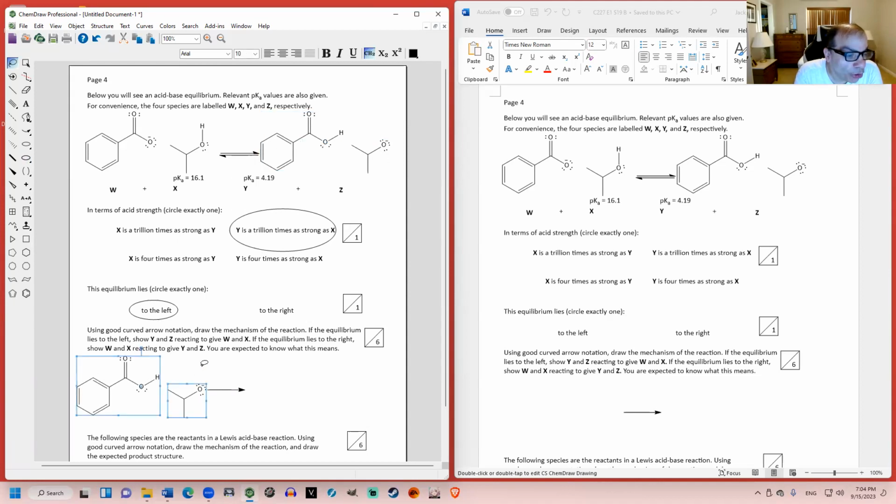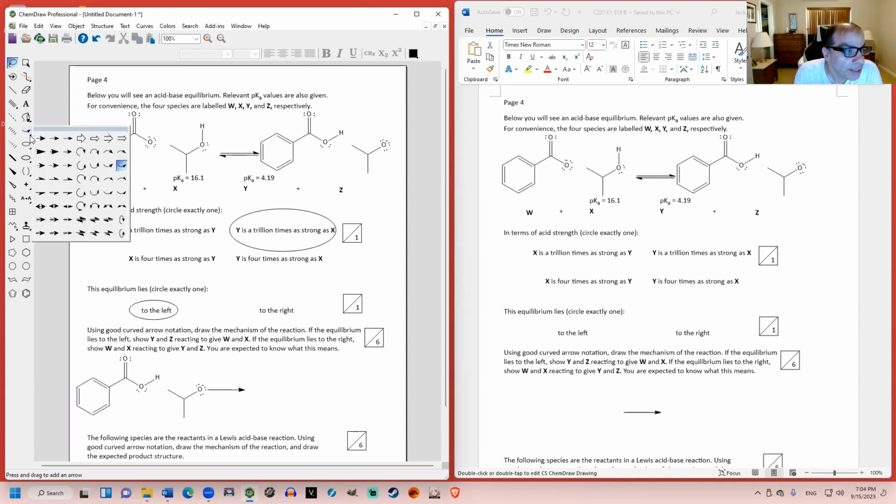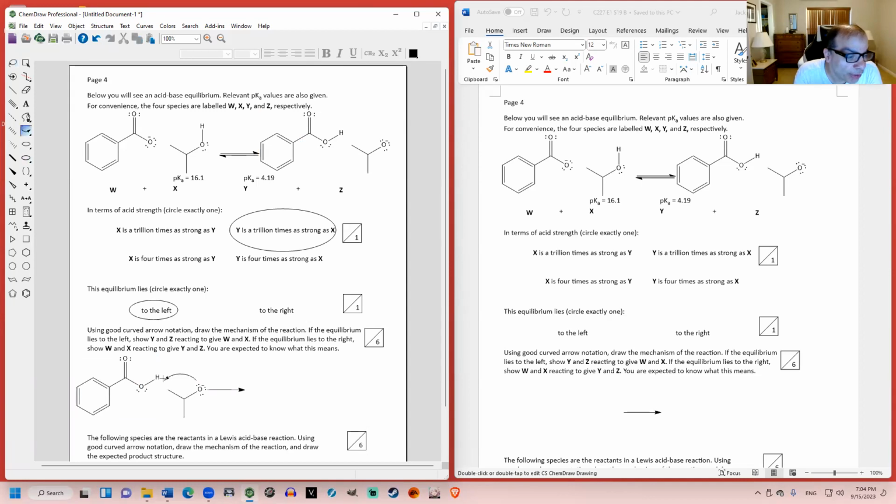So remember, when you're drawing the mechanism, the arrow always starts at the base, always. There are no exceptions. So the arrow goes from the base to the hydrogen and pulls the proton off of whatever atom it's attached to. And then you break the bond from the hydrogen to whatever that atom is. In this case, it's an oxygen, which is electronegative. And you get the benzoate ion and the alcohol.